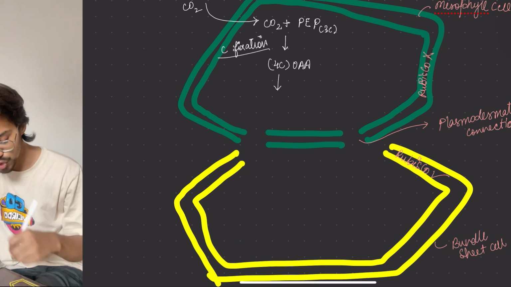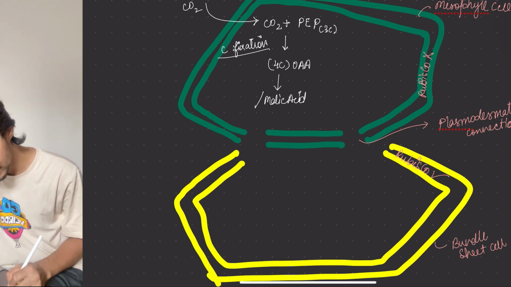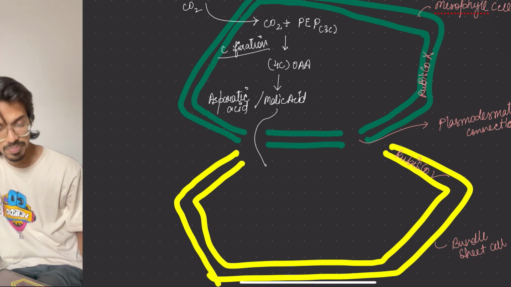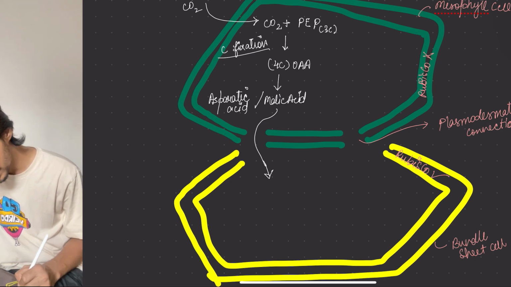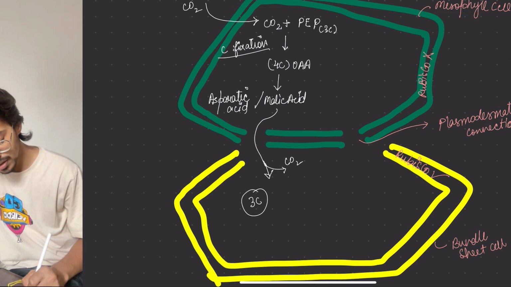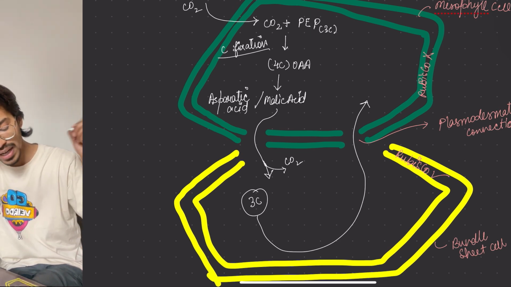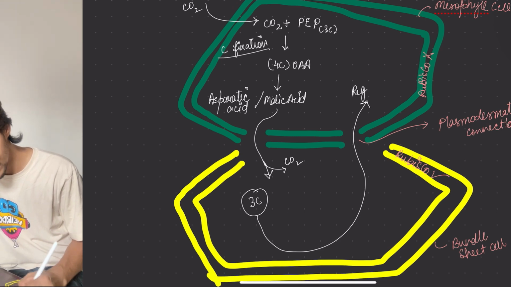Okay, then this will change into what? It will change into malic acid. It can even be changed into aspartic acid. Okay, then it can transfer to the next cell, that is the bundle sheath cells. As it reaches the bundle sheath cell, what will happen? 1 carbon dioxide will be removed and a 3 carbon compound will form again. This 3 carbon compound will go back, because it won't stay here in the bundle sheath cell. It will go back again to the mesophyll cells, where it will regenerate itself into PEP.